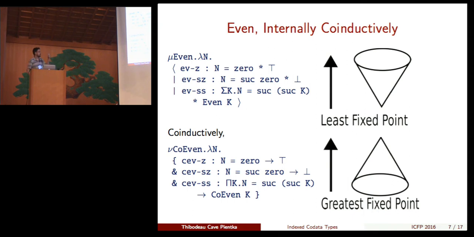So in that sense, we get some record where the fields or the observations are proof obligations, saying, well, if n is equal to 0, then prove it, in this case by giving me top. If n is equal to successor of 0, then you better give me something of the empty type. And then there's this: if CV of successor of a successor, then for any k, if n is equal to the successor of the successor of k, I need a proof that k is even itself.